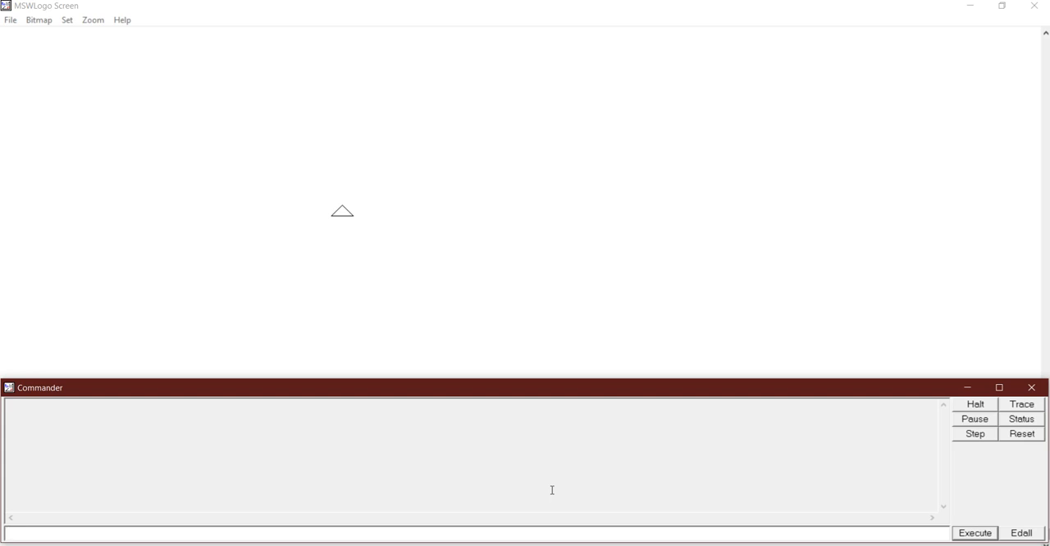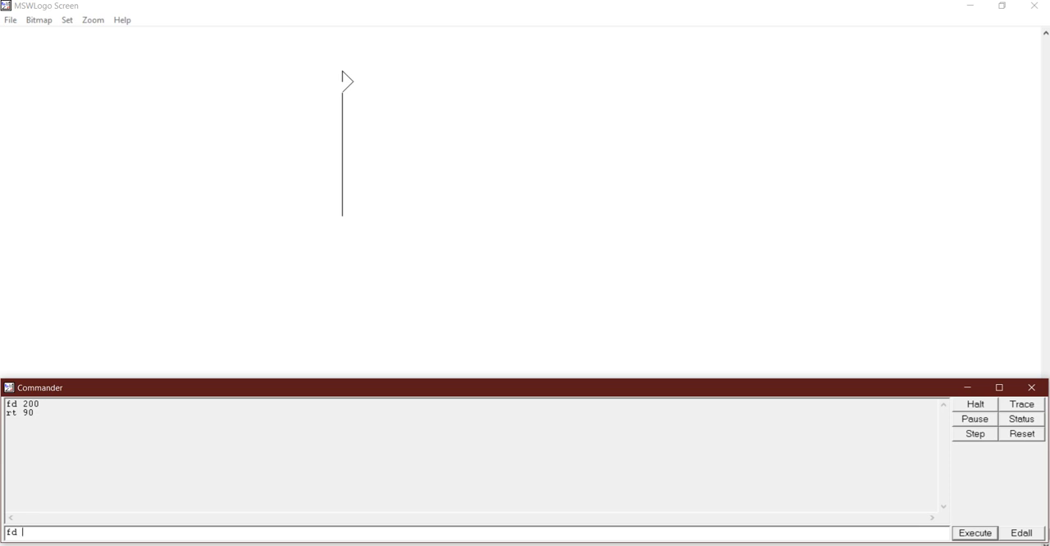In this tutorial, I'll teach you how to draw letter E in MSW Logo. First of all, move the turtle forwards by 200 units. This can be done by typing in FD200. This drawn line is the vertical line of the letter E. After that, rotate the turtle by 90 degrees clockwise by typing in RT90.